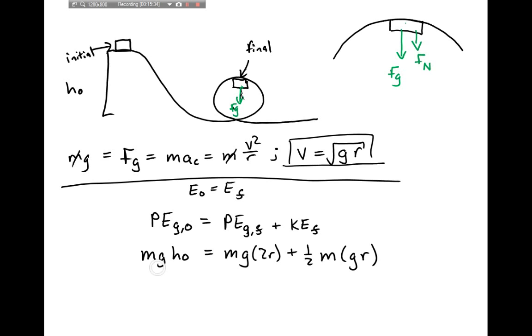If we look at this, we see mg appears in all three of these terms, so we can cancel out m times g. What we see is the initial height is equal to 2r plus 1/2 r. So the initial height of the coaster has to be 5/2 times the radius. In other words, the coaster has to initially be 1/2 of a radius above the top of the loop.